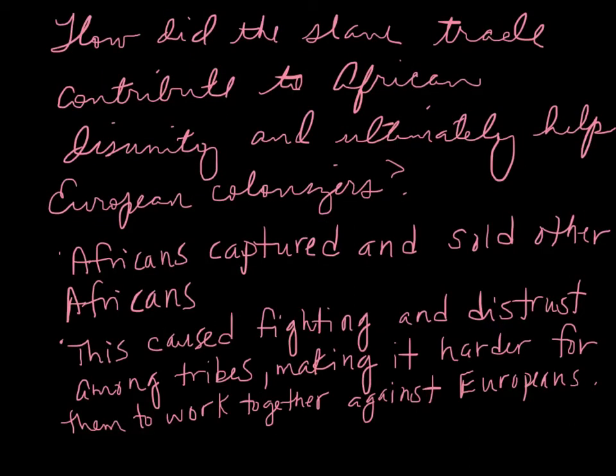Okay, how did the slave trade contribute to African disunity and ultimately help European colonies? Think back to when we studied the slave trade. It wasn't white men going into Africa, hunting them down and dragging them off. Africans hunted down other Africans and then traded for them. It was a financial deal. The way this created a problem for Africa during the age of imperialism is it created disunity among the tribes. In other words, if you're going to steal somebody from my tribe and sell them into slavery, we're not getting along. And if they're not getting along, then they can't work together to fight against the Europeans.